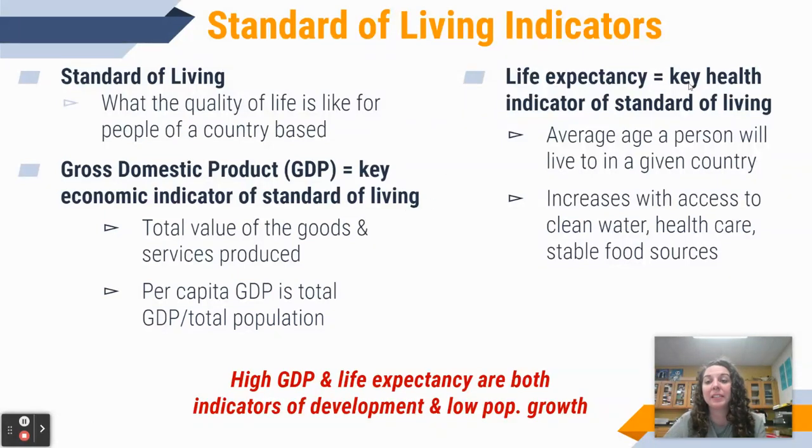And then life expectancy, that's another standard of living indicator, and that's looking at health, okay? The last one was looking at the economy. This one's looking at the health of the population, and this is just how long are they going to live? So the average age that they're going to reach. And that's going to increase as we have access to water, healthcare, food sources. So typically, if we have high GDP and a high life expectancy, then those are typically going to be indicators of development and low population growth.